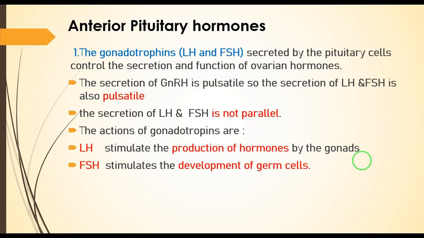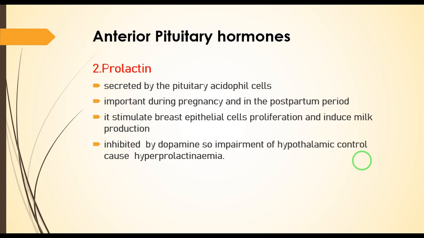Another anterior pituitary hormone is prolactin. It is secreted by the acidophilic cells in the pituitary gland, and mainly it is important during pregnancy and in lactation in the postpartum period. It will stimulate and induce the production of milk. The control of prolactin secretion is usually inhibitory by the dopamine from the hypothalamus.